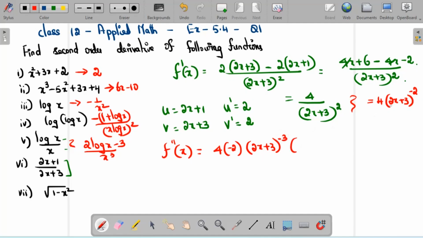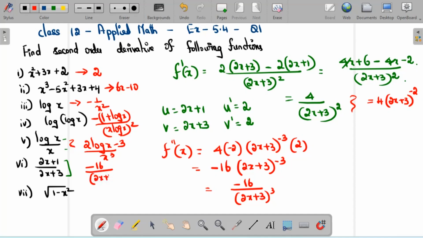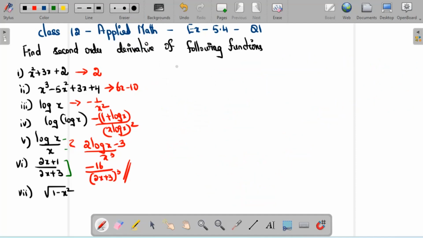Then differentiation of the function inside. So this will be again a 2. So 4 into 2 into 2. So this is going to be minus 16 into 2x plus 3 the whole power minus 3, or you can rewrite this as minus 16 divided by 2x plus 3 the whole power 3. So the final answer is minus 16 divided by 2x plus 3 the whole power 3. Now let's move on to the last function. Let's compute the f dash of x for here.